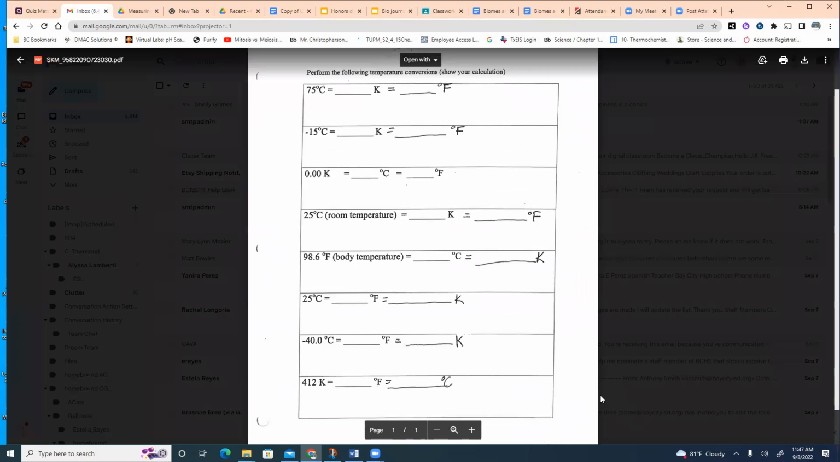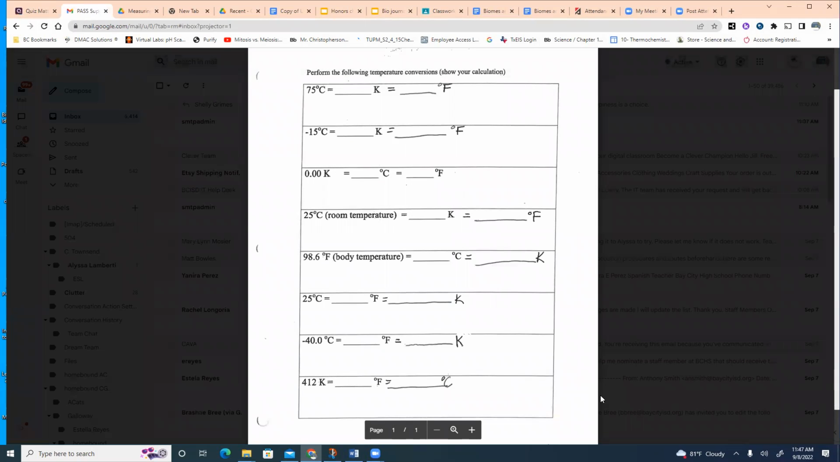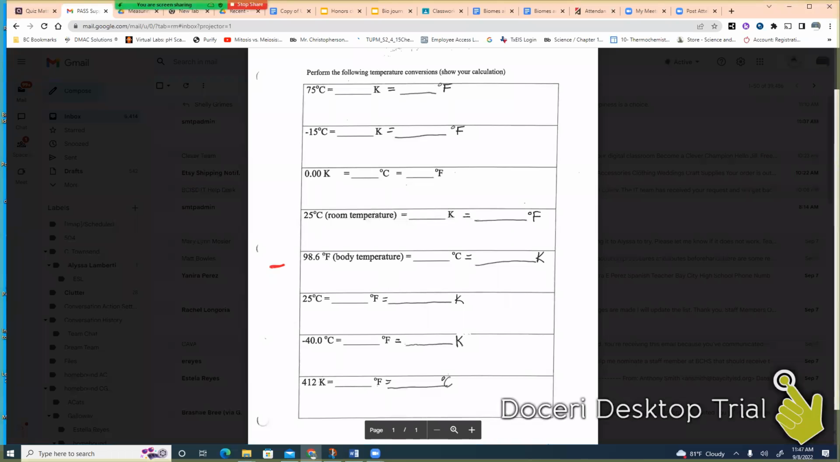So that says 98.6 degrees Fahrenheit. That one right there. All right, so first of all, I'm going to change it to Celsius. My formula for Celsius is going to be 5/9 times 98.6 minus 32.